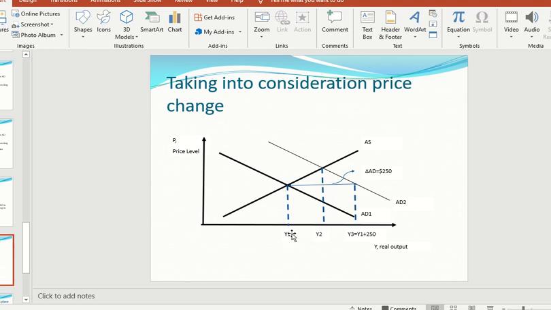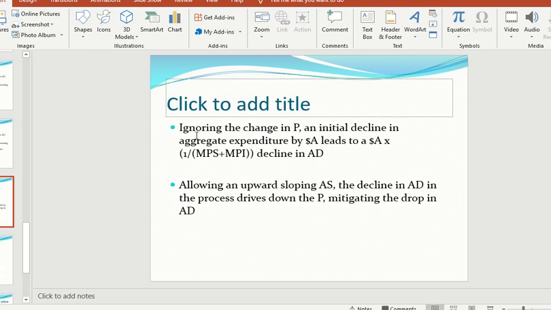But what we do know is that the equilibrium real output has increased, and the increase is less than $250 million, because this distance here is $250 million. I hope it is clear that this distance here is smaller than $250 million. Okay, so that's the limitation of spending multiplier, because spending multiplier ignores the change in the price level.